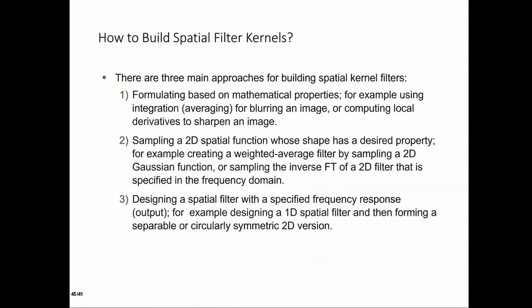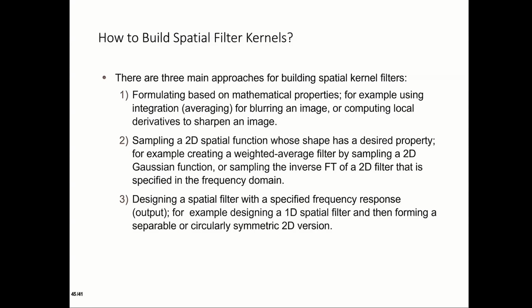See now how to define these kernels. One way is that I know the mathematical properties of the filter, and based on that I can define the filter. For example, I know that averaging will give the image a blurry, smooth look. So based on that, I define my kernel or filter. In order to sharpen the image, I have to find the inverse of that. Integration, or averaging, will make my image smooth. The opposite of this is the derivative, which will make it sharp. So based on these properties, I can define a filter.